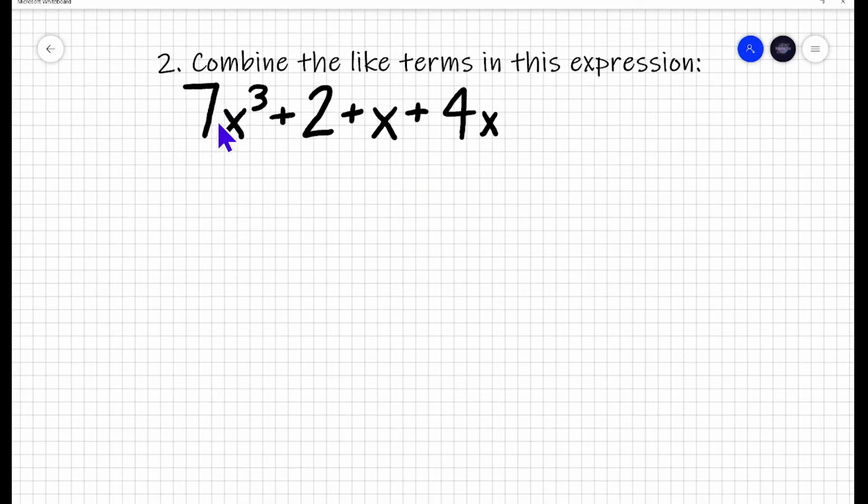This one is 7x cubed plus 2 plus x plus 4x. So yeah, I'll give you guys another 5 seconds to solve this.